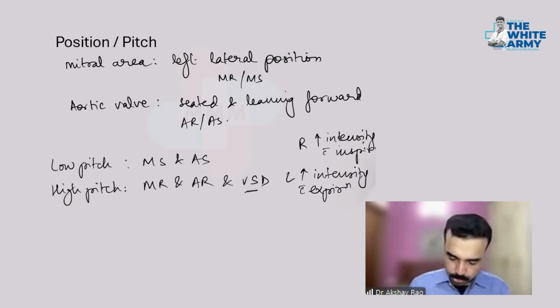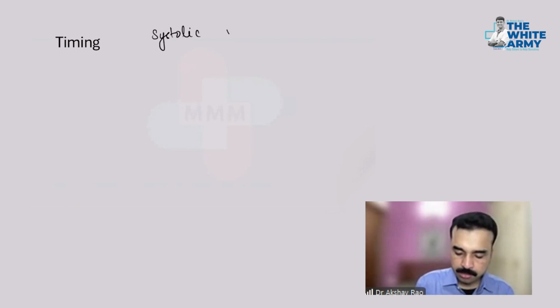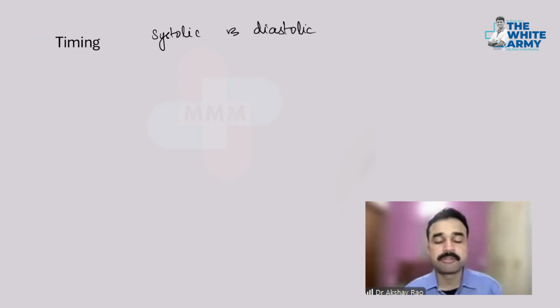These are just a few points when you're trying to auscultate murmurs. And timing. Timing, as I said, is one of the most important points to describe a murmur. In fact, it can be very confusing also. Timing means, is it a systolic murmur or is it a diastolic murmur? This is the most important way to classify murmurs. Is it systolic? Is it diastolic? How do you make out?